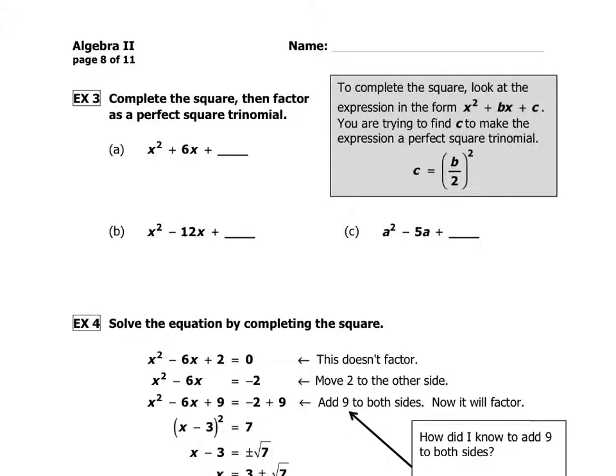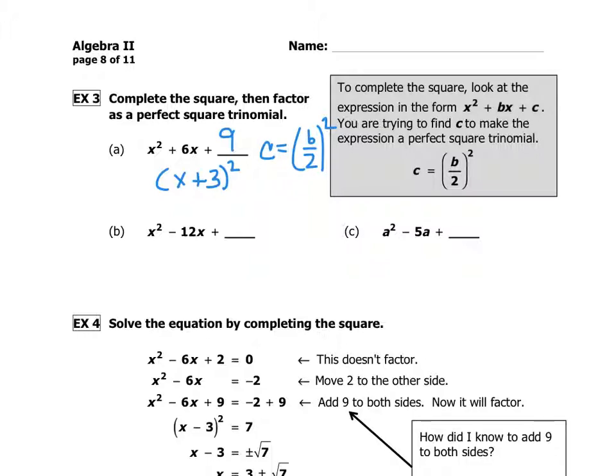So let's take a look again at this example. B is the 6 in the middle. So off here on the side, let's do c equals (6 over 2) quantity squared. Now 6 over 2 is 3. When you square that, we get 9. So what I want to add here is a 9. And now this does factor as a perfect square trinomial. This factors to (x plus 3) quantity squared.